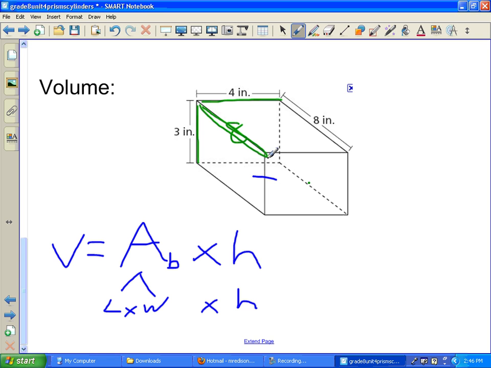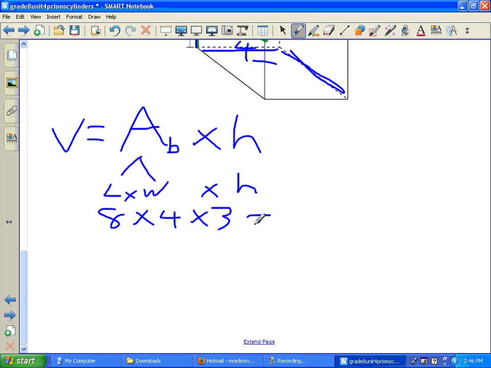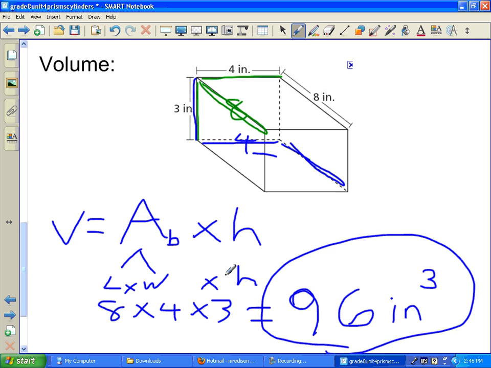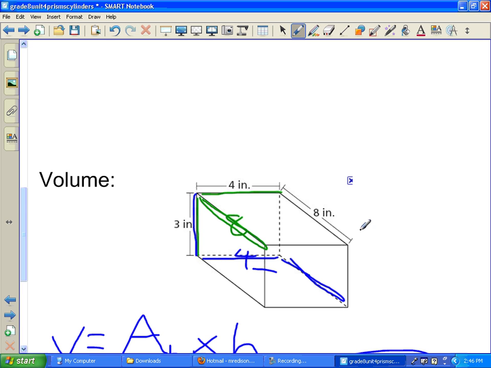So what's the length of the bottom? Well, this part here is 8. The other part across here is going to be the same as up there, which is 4. So it's going to be 8 times 4 times the height of this entire thing, which is 3. Multiply that together. 8 times 4 is 32, and then 32 times 3 is going to be 96. And if it's in inches, we should do inches cubed. And there's our volume of our rectangular prism.